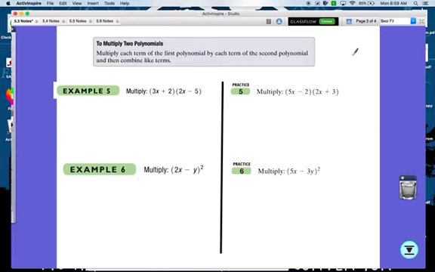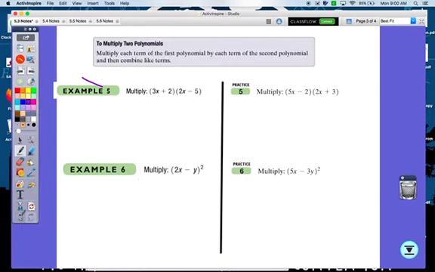All right. We have two binomials. Binomials, we have two terms multiplied by two terms. It's basically distributive property twice.